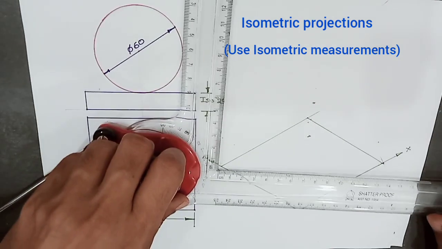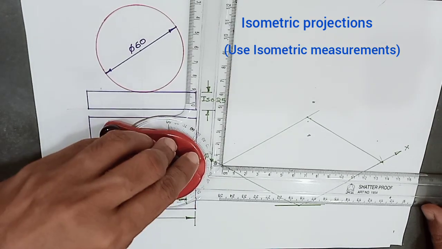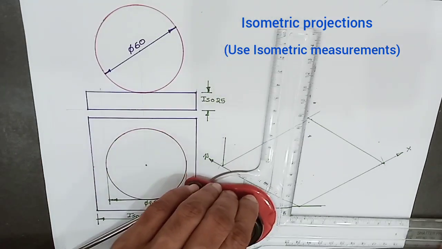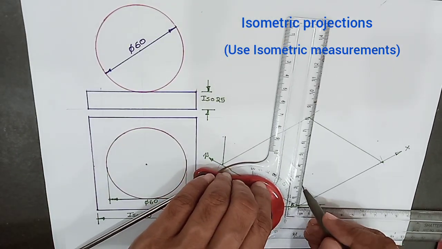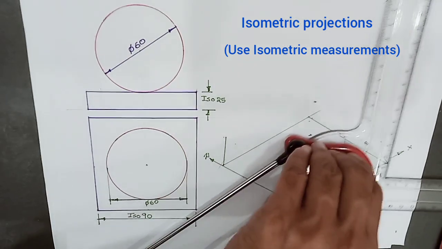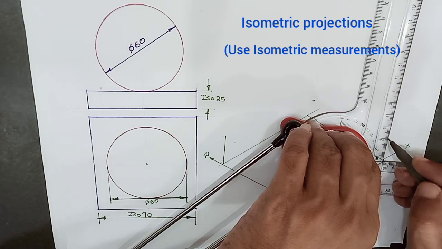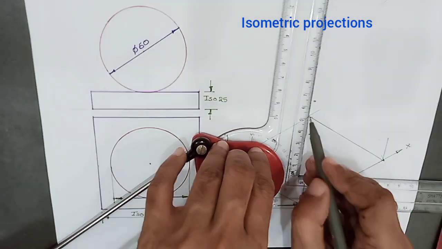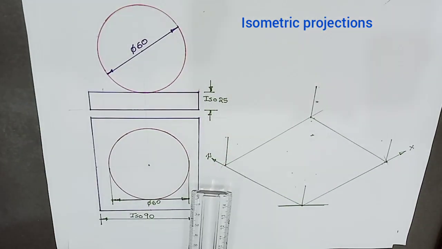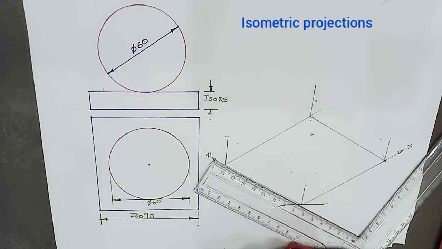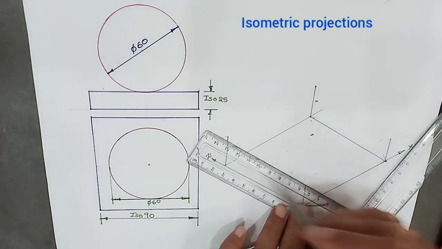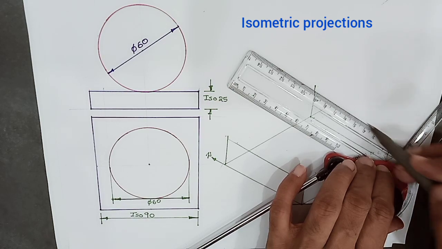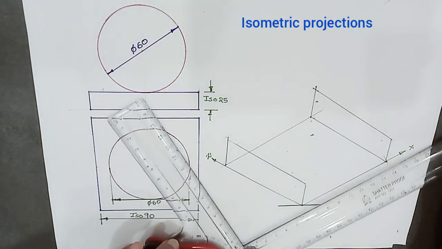The height of the square block is given as 25 mm. That 25 is to be multiplied with 0.816. From the four different corners of the square, draw vertical lines of that height to the ground line. After that, draw lines parallel to the z-axis, and parallel to the x-axis.